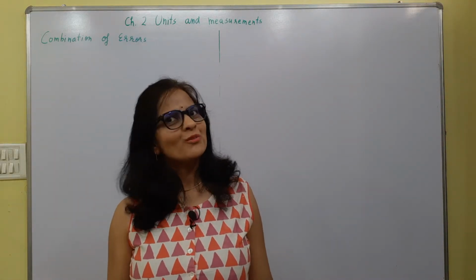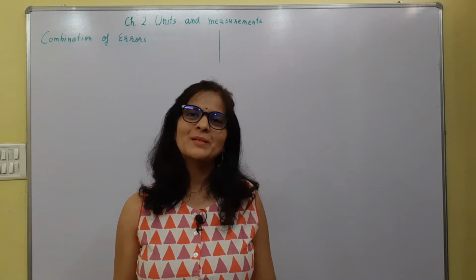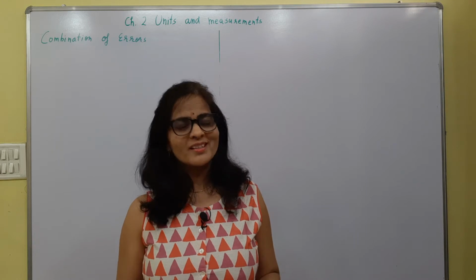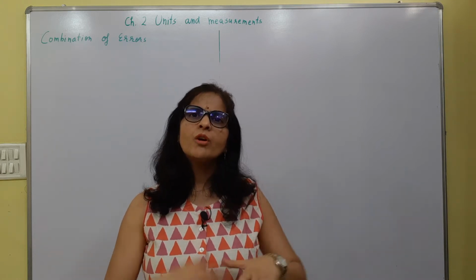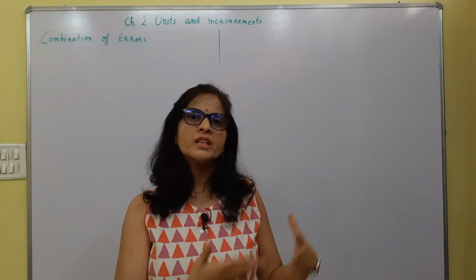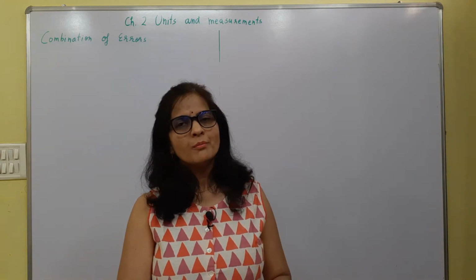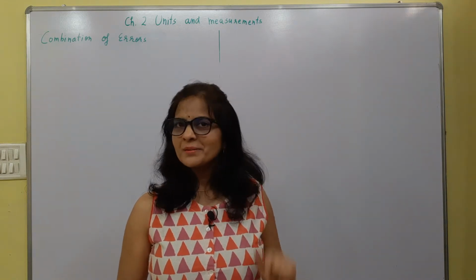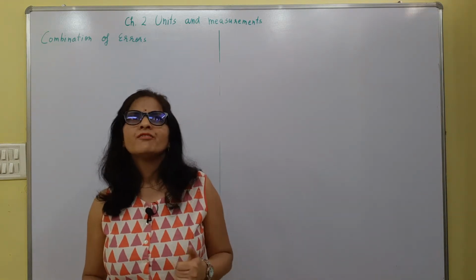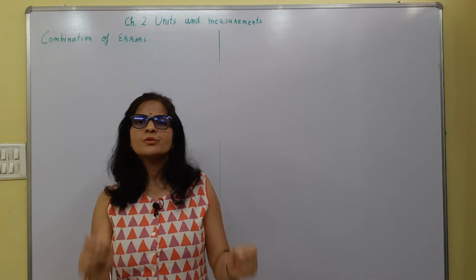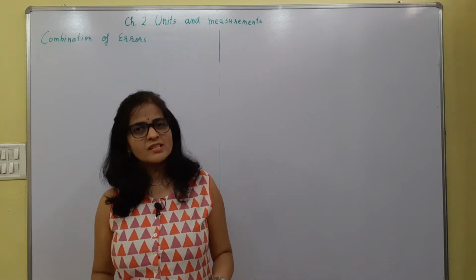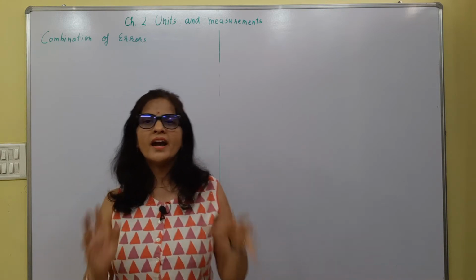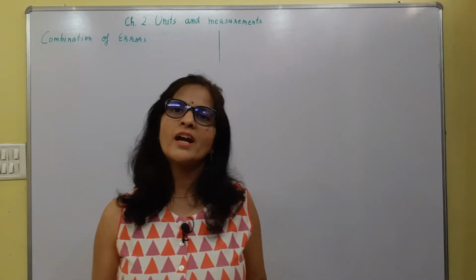Everyone. Today we will discuss the combination of errors. We know that if we have measured quantities which are having errors, then whatever operation we do with these physical quantities which are measured with errors, the resultant quantity will also have an error, right? Suppose if we are adding two lengths which are wrongly measured, then the resultant length by adding these two lengths will also have an error.